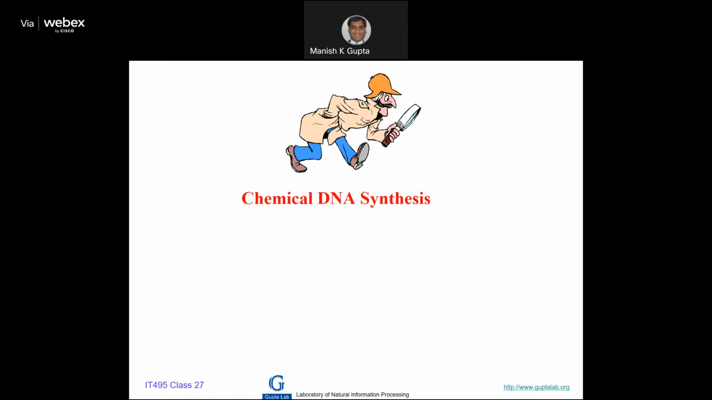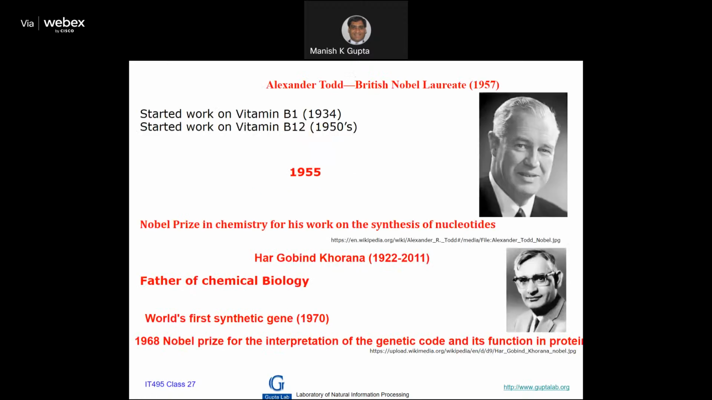So I'm going to talk about chemical DNA synthesis, how this started. Alexander Todd, a British Nobel laureate, I think he got the Nobel Prize in 1957. He started work on vitamin B1, all these biochemistry people, in 1934. And in the 1950s, he started work on vitamin B12.